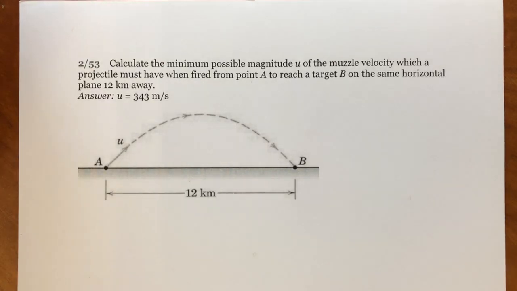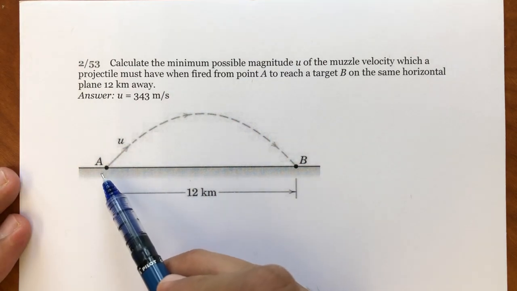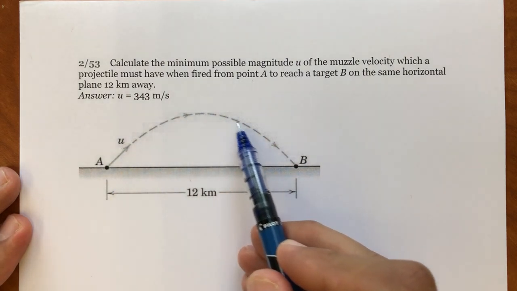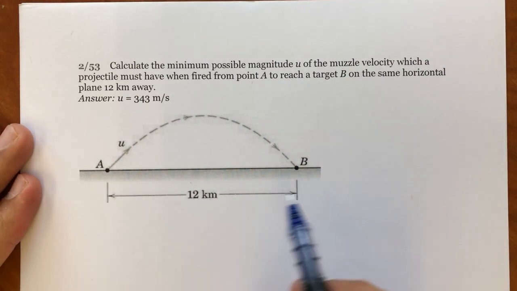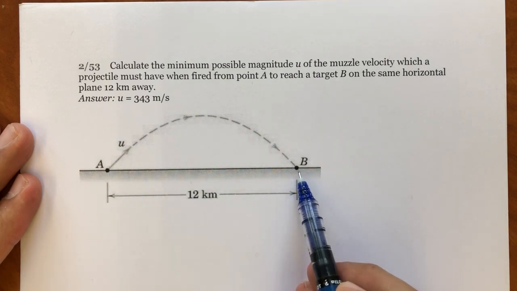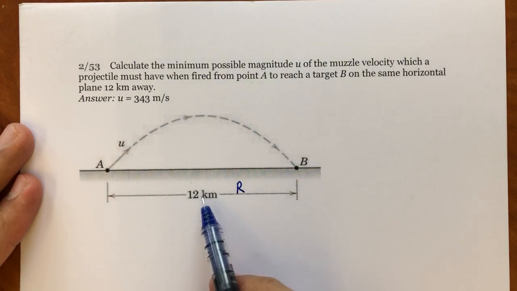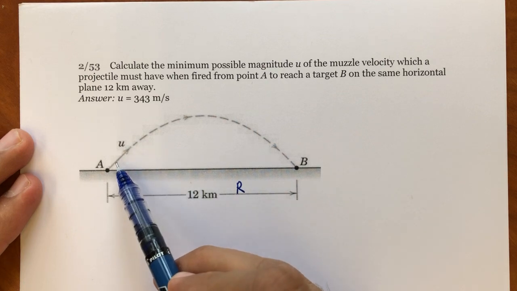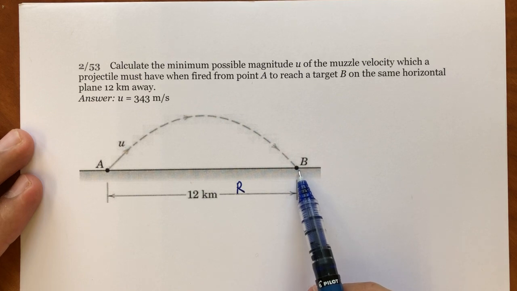Okay, let's just start with this problem, problem 53, chapter 2. Here we have a projectile that we are shooting from point A with initial velocity of u. So of course it's going to go up and gradually it's going to come down and hit the ground at another point. The distance from A to B in general is going to be a number, like for example r, which is given in this problem. It is 12 kilometers. And the question is, what is the minimum required velocity to shoot this particle to go up and hit point B?